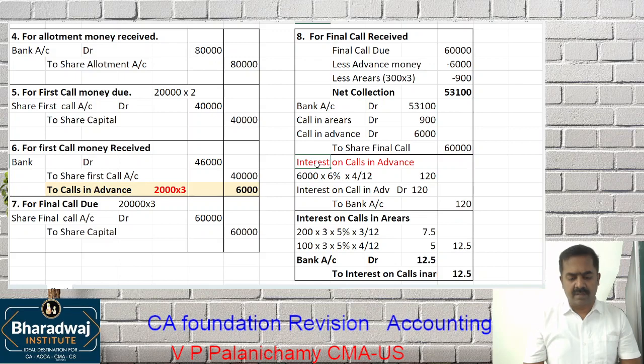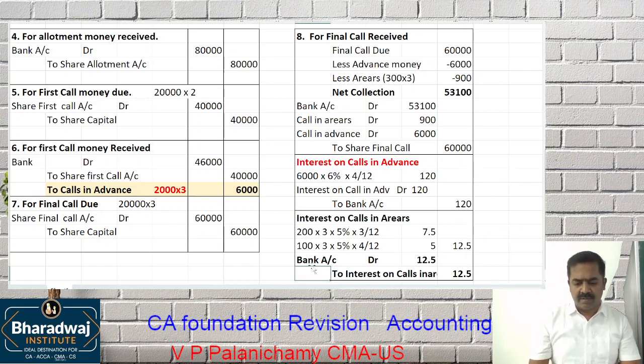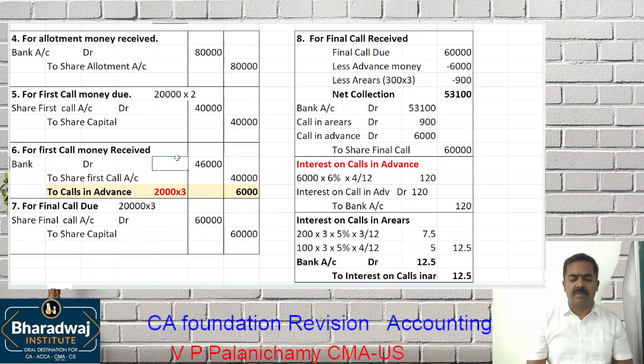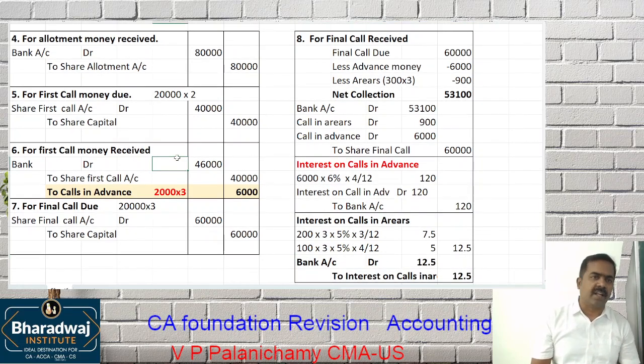Pay attention. Interest on calls in advance is calculated for how many months? 4 months. Calls in arrears for the first person delayed by how many months? 3 months. Second person 4 months, like that we work out. Take up this. This was tested for 10 marks.